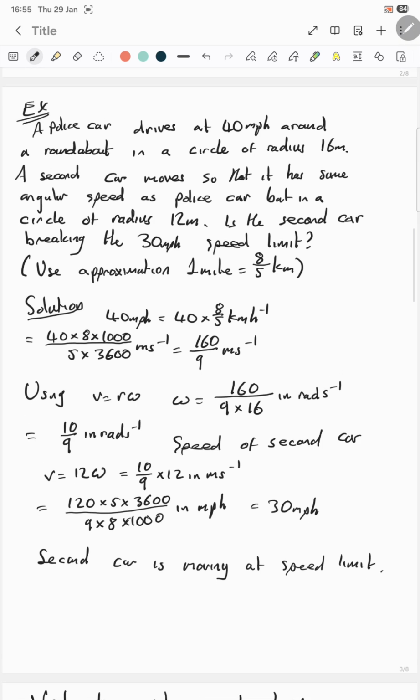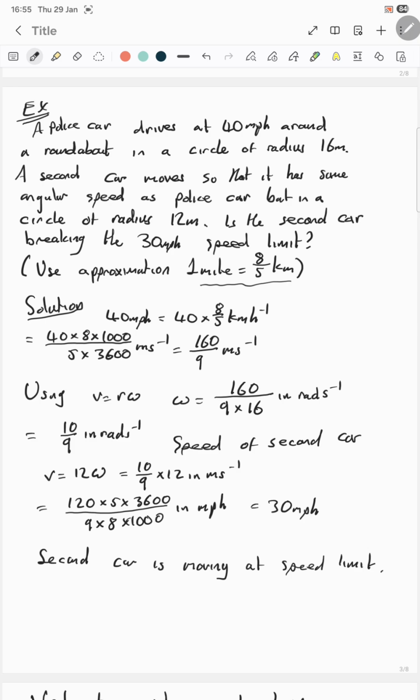Now here's an example. A police car drives at 40 miles per hour around a roundabout in a circle of radius 16 meters. A second car moves so that it has the same angular speed as the police car, but in a circle of radius 12 meters. Is the second car breaking the 30 mile per hour speed limit? Well, we use the approximation here: 1 mile equals 8/5 of a kilometer.